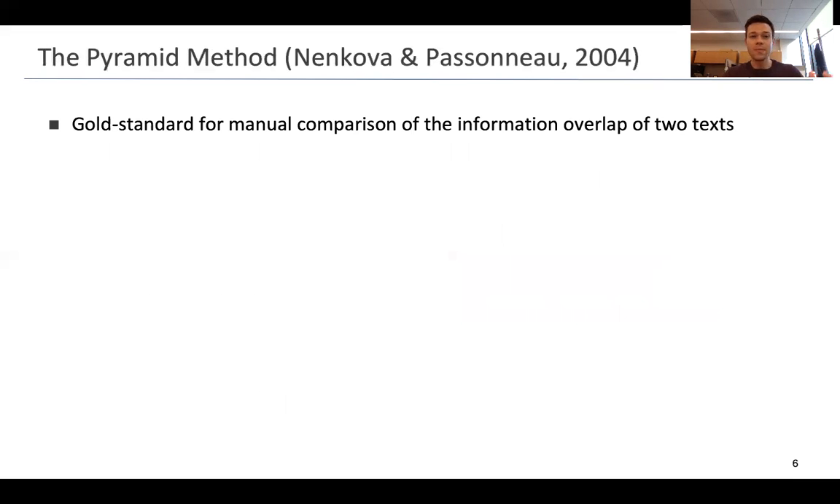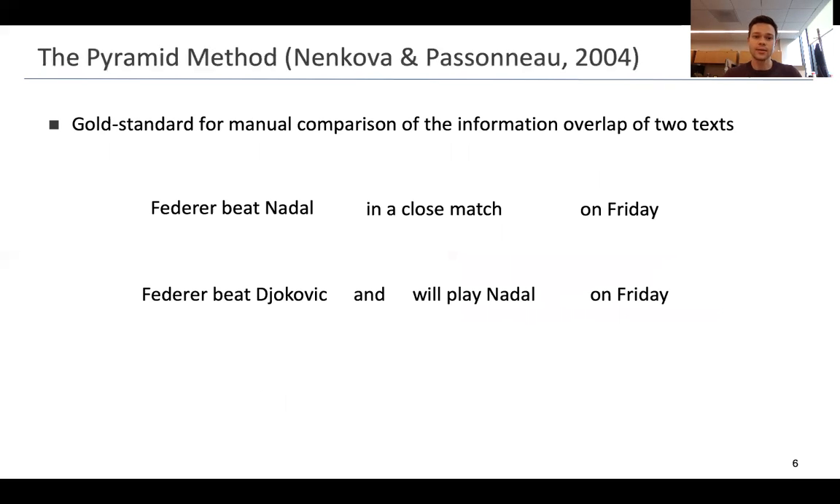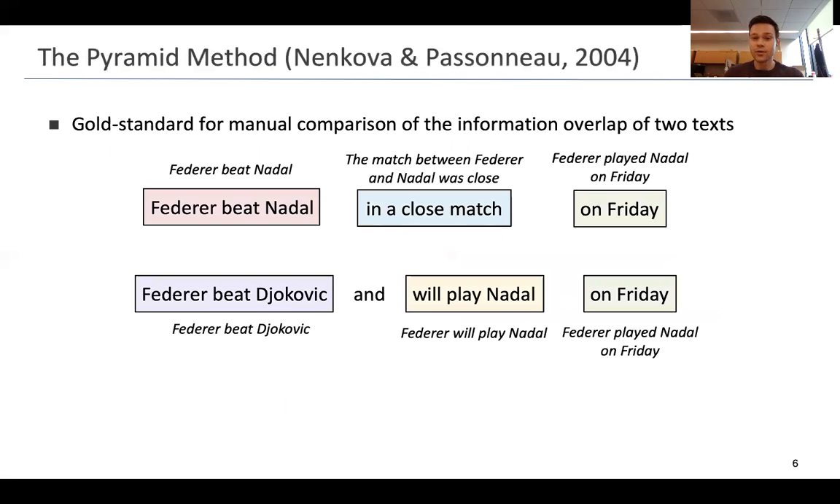And we're going to use the Pyramid method to understand how well they measure information. The Pyramid method is really the gold standard for a manual comparison of the information overlap between two texts. The way that it works is that if you have two sentences like this, an expert annotator will come through and annotate spans with an abstract meaning that that span represents. They'll exhaustively do that for the two texts, and if two spans in the different texts mean the same thing, they'll mark them as such. So for example, both of the phrases "on Friday" in these two sentences express that the match between Federer and Nadal was played on Friday.